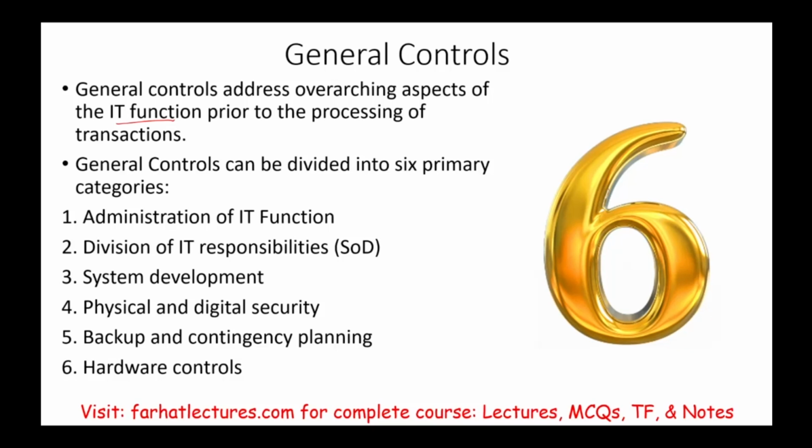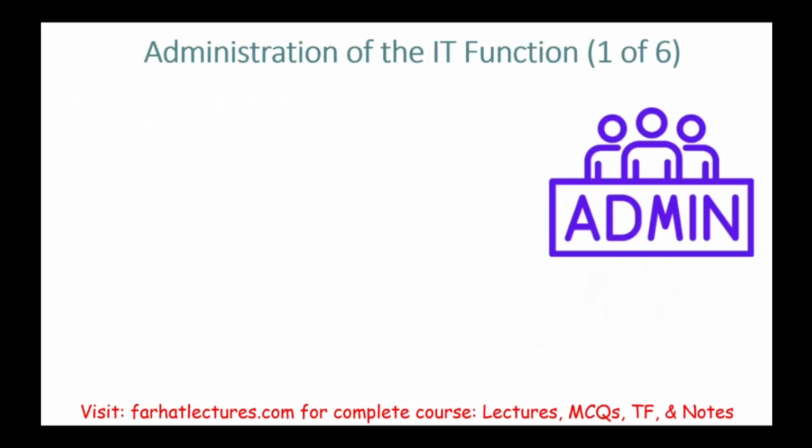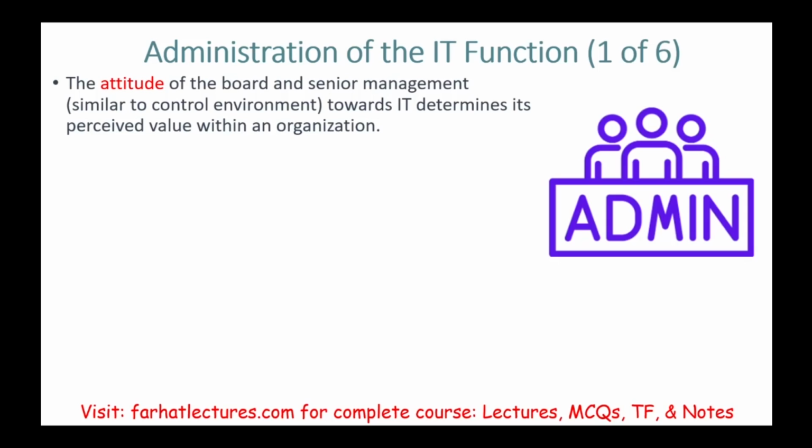If you know anything about Farhat Lectures, once I have a list of items, I'm going to go over each item separately, starting with administration of the IT function, which is one of the 6 general controls. Administration of the IT function, think of it as the control environment of the IT. What is the control environment? It's the entity-level controls of the IT. Think of the attitude of the board of directors and senior management when it comes to the control environment when we discussed internal control. But here we're looking at their attitude toward the IT, toward information technology, to determine the perceived value within the organization when it comes to IT.